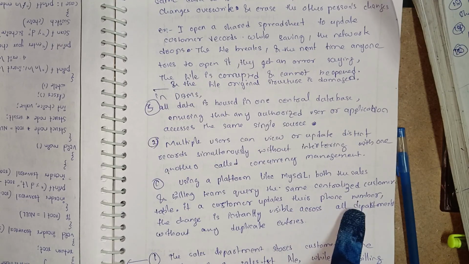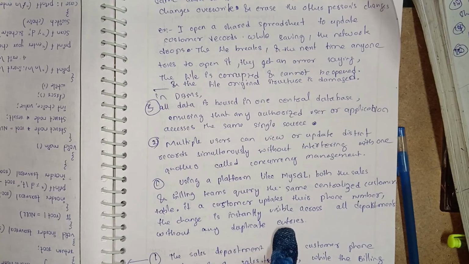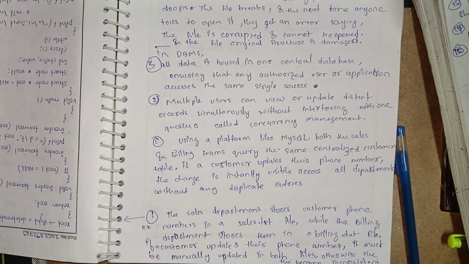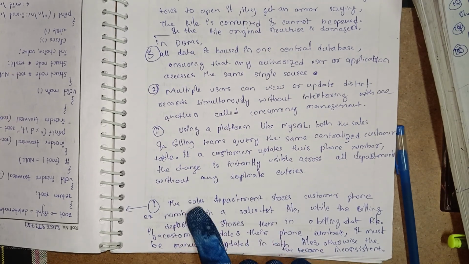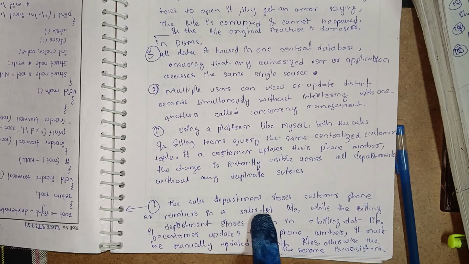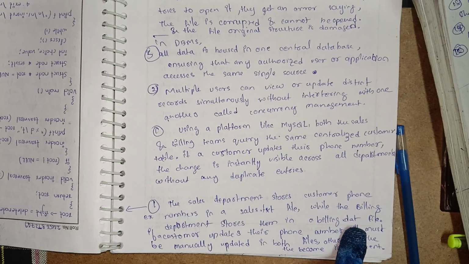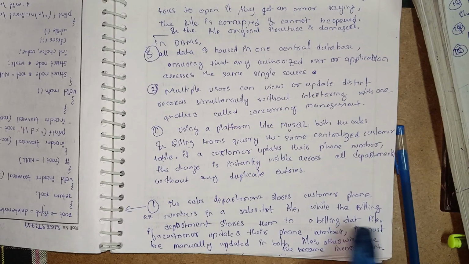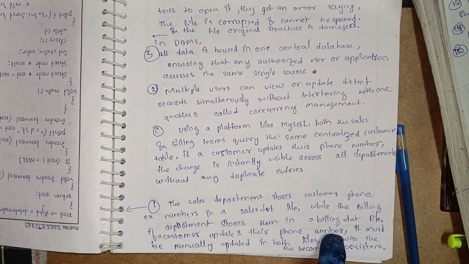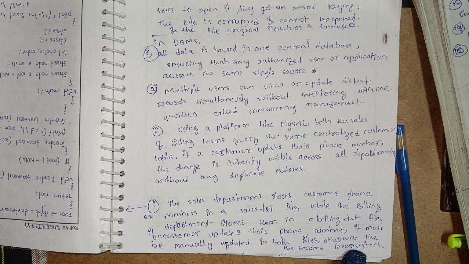Okay, so that's the meaning that the change is instantly visible across all departments without any duplicate entries. While in the file system, for example, the sales department stores customer phone numbers in a sales.txt file, and the billing department stores them in a billing.txt file. So if a customer updates their phone number, it must be manually updated in both files. Otherwise, the data becomes inconsistent.